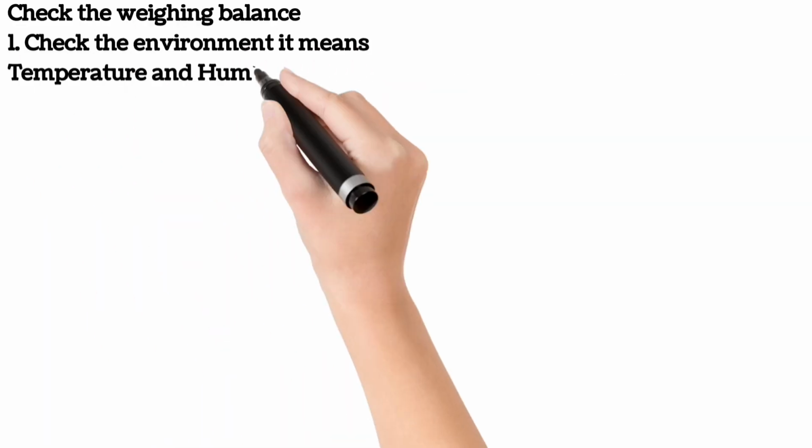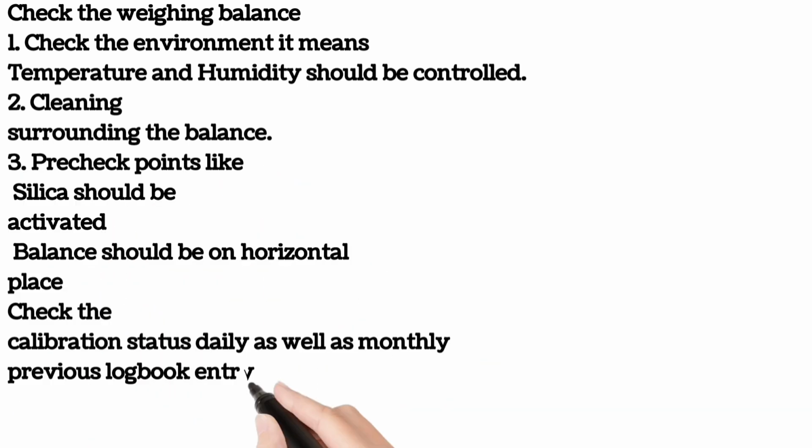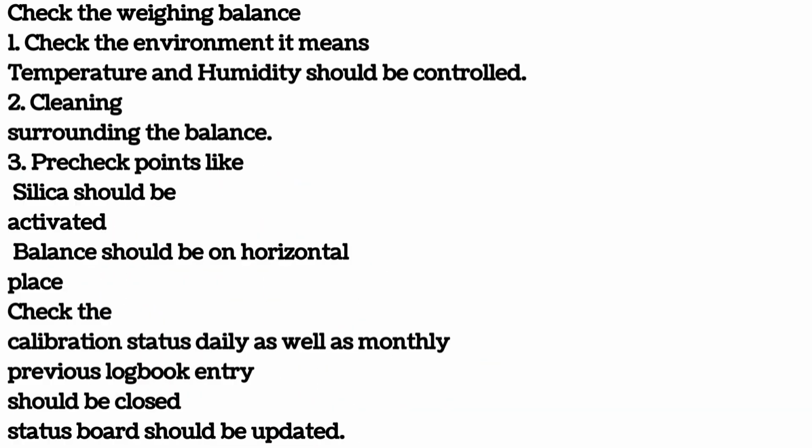After planning, the next step is to check the weighing balance. First of all, we should check the environment. It means temperature and humidity should be controlled. Next step is cleaning, which means the surroundings of the balance as well as the pan should be cleaned.